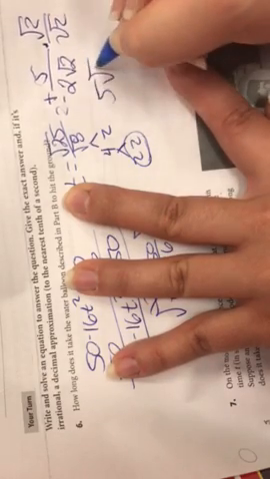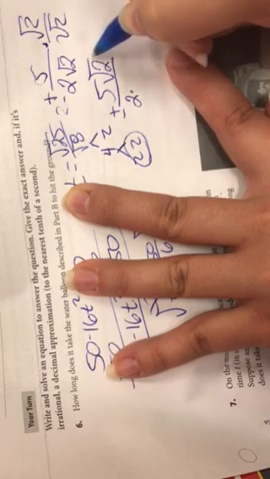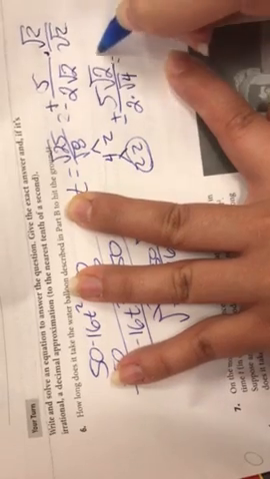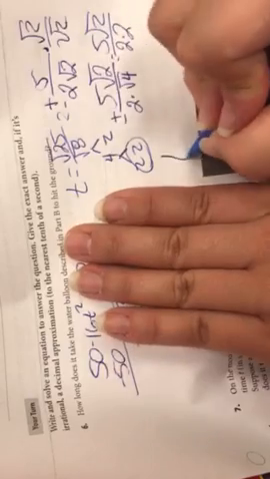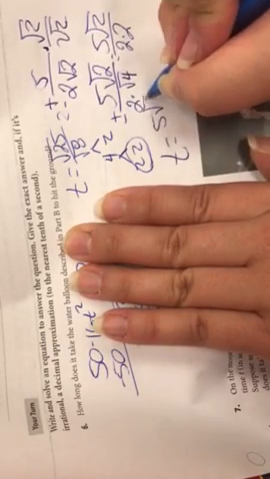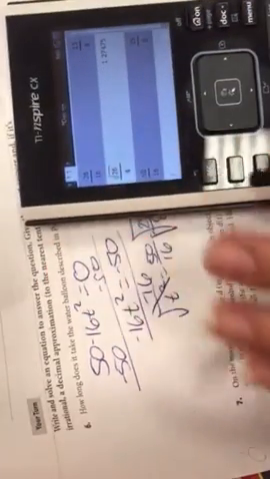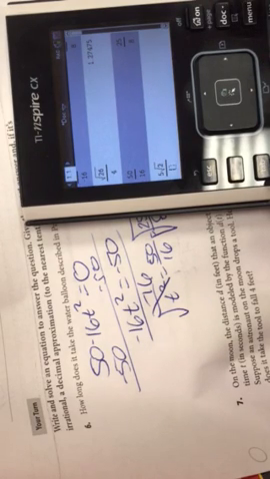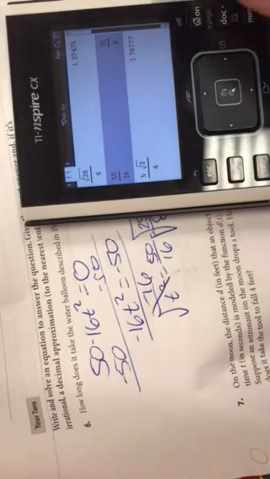So we get 5 square root of 2 over 2 times the square root of 2 times the square root of 2, which is the square root of 4. So we get 5 square root of 2 over 2 times 2. My final answer: t equals 5 square root of 2 over 4, which is approximately, control fraction, 5 square root of 2 over 4, enter, 1.76. The 6 rounds the 7 up, so approximately 1.8 seconds.